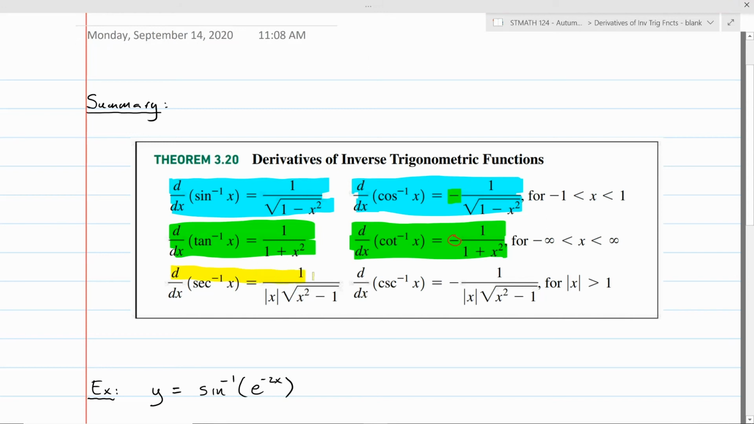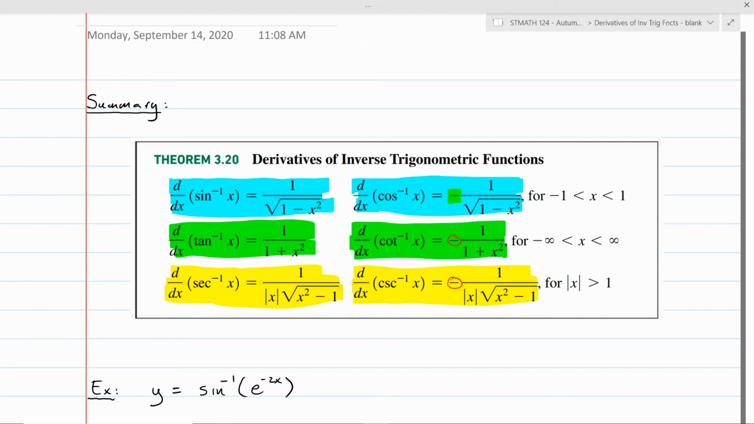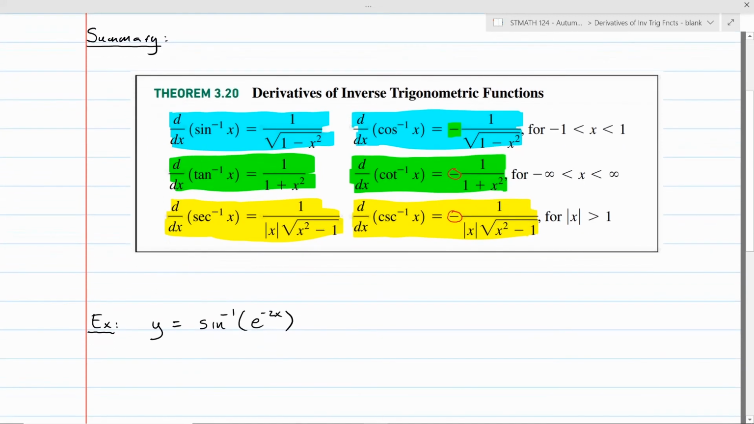And then lastly, you've got the secant inverse. This one strangely has an absolute value in it, as well as the cosecant inverse. That absolute value arises from thinking about cases where certain trig functions are positive and negative. It just comes out in the wash. So those are the derivative formulas you need to know for inverse trig functions. These are just formulas that need to be committed to memory. And luckily, these are the last of the basic differentiation formulas that you need to know.